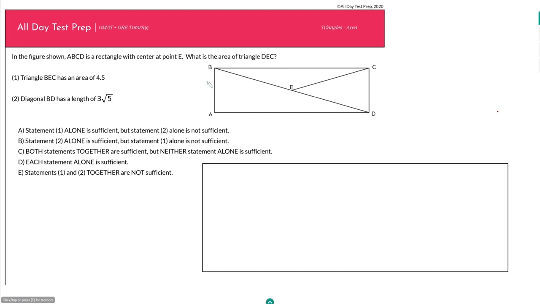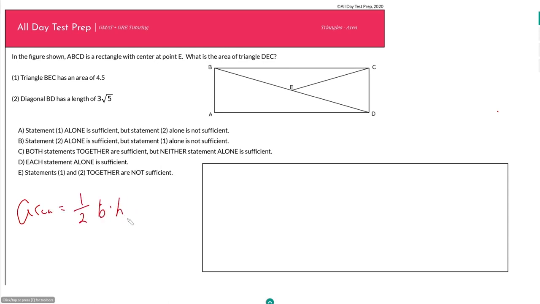Let's take a look now at a GMAT format problem testing our knowledge of the area of triangles. So we said before the formula for the area of any triangle. This isn't true just for right triangles. This is for any triangle. Area is equal to 1/2 base times height.